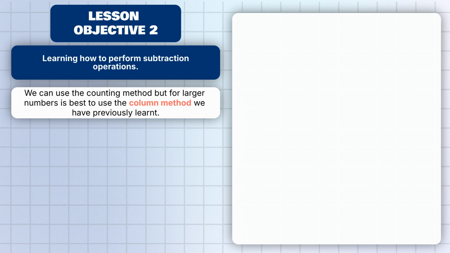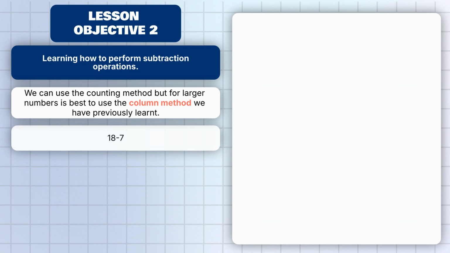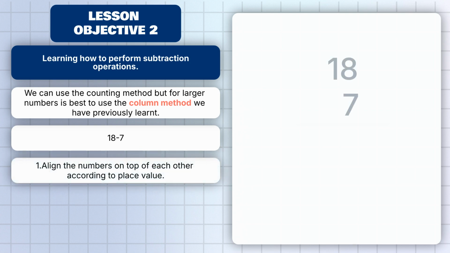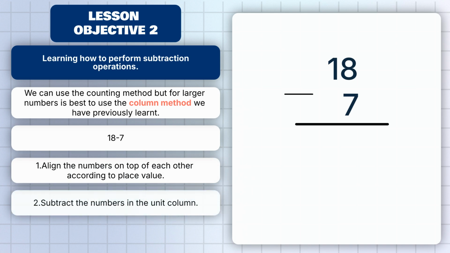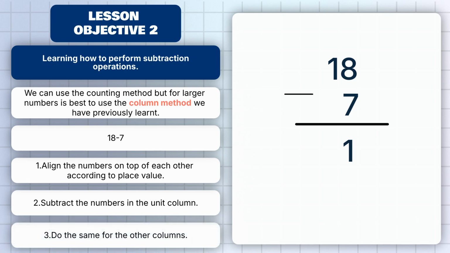Let's take a relatively simple case for this, 18 minus 7. Here's how we do it, step by step, using the column method. First, we align the numbers on top of each other according to their place value. Next, we perform our subtraction again, starting from the unit column on the right. So we have 8 minus 7 is 1. We then move on to the tens column. Since there is nothing to subtract here, we carry over the 1. So 18 minus 7 equals 11.